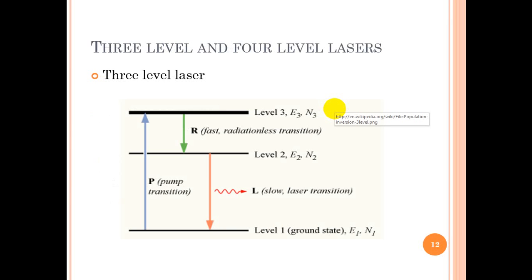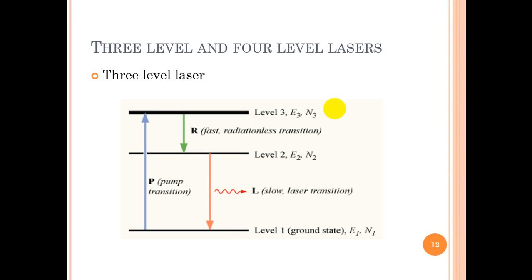Now let us see what is a 3-level laser and a 4-level laser. A 3-level laser has 3 energy levels E1, E2 and E3 and populations N1, N2 and N3 as shown in the figure. The energies of each level are such that E1 is less than E3, which is less than E2, and the energy level 2 lies between the ground state and level 3. Here initially the system of atoms is at thermal equilibrium and the majority of atoms will be in the ground state. That is, N1 will be equal to N, and N2 and N3 will be equal to 0.